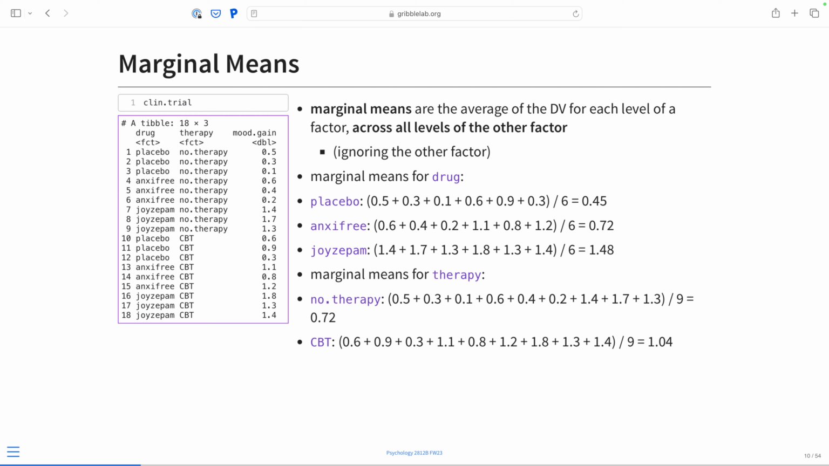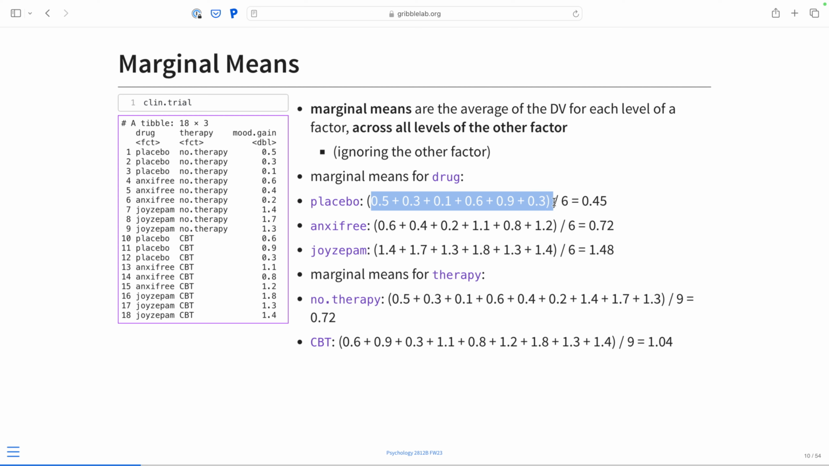So the marginal means for drug would be the mean score for each level of drug across all levels of therapy, regardless of whether it's no therapy or CBT. So we'd essentially just lump all of the therapy conditions together. So the marginal means for drug would be 3 of them. There would be 1 for placebo, 1 for Angzi-free, and 1 for joyzepam.